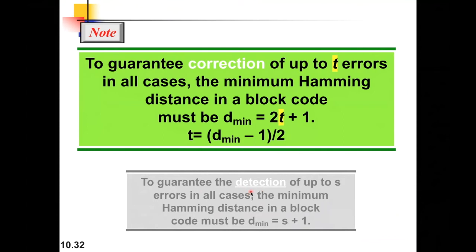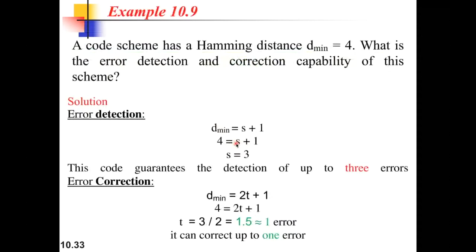See the previous one, detection. What was the relationship in our detection? It was D min equals S plus 1. S was the number of bits that we can detect. I have made it gray because we have already studied it. For the correction, the relationship is D min equals 2t plus 1, or you can write it like this. Let's do one example so that we can remember it.